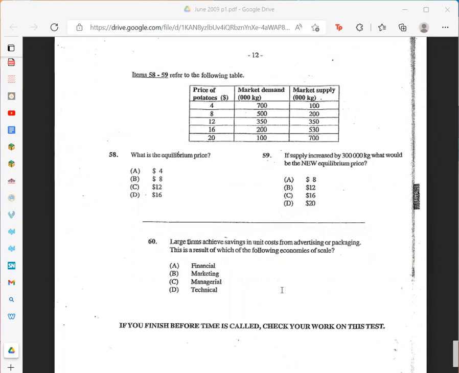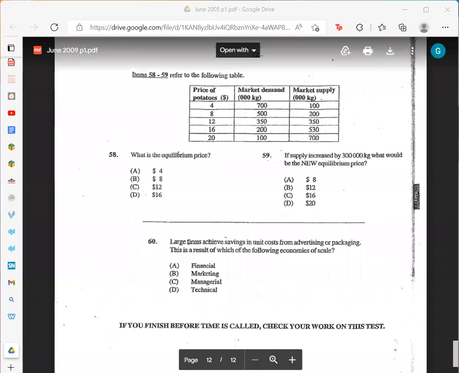So tell me how much you got out of how much we marked. 50 out of 60. 55. Let me end recording here before I continue.